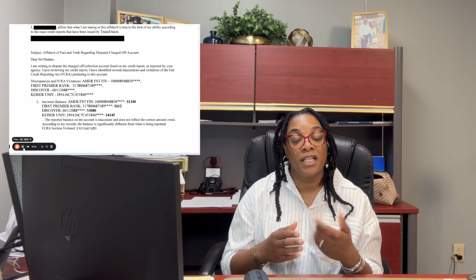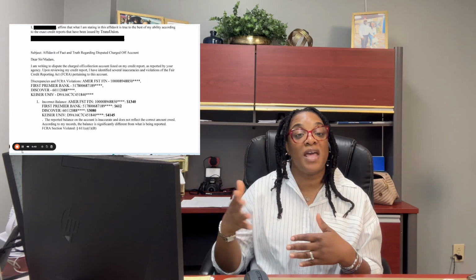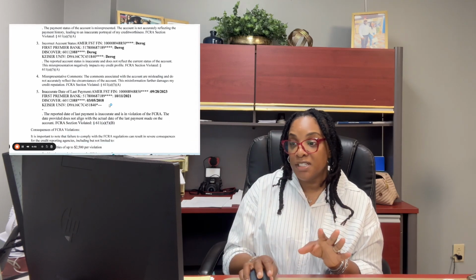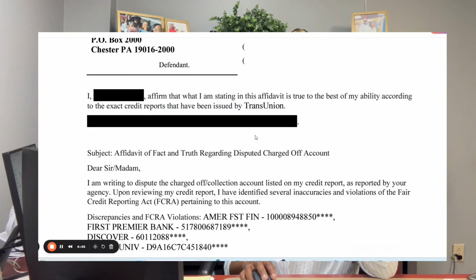Now, this charged off account, this is my first time disputing it. According to the client, this will be the first time it's ever been disputed. So this is how we're going to do it. It's the strategy that I came up with. So of course it's an affidavit. Okay, so this affidavit is going to be sent to TransUnion.